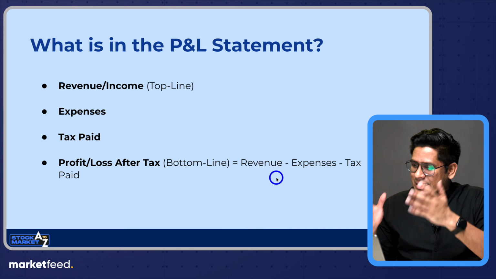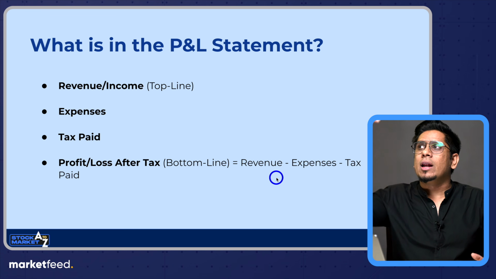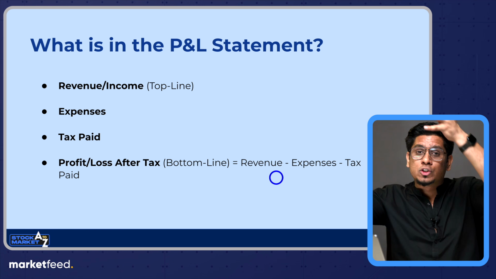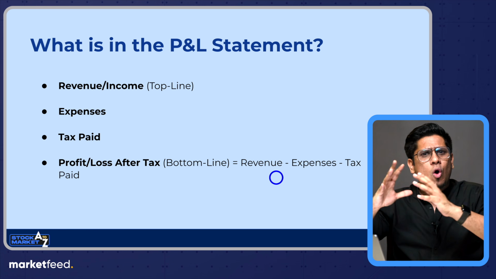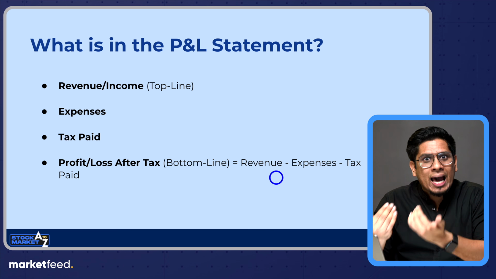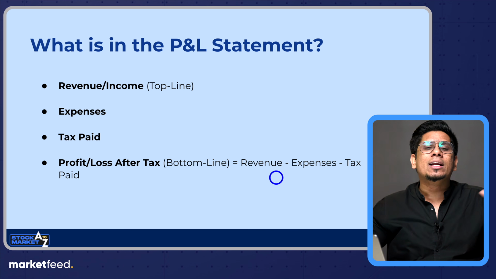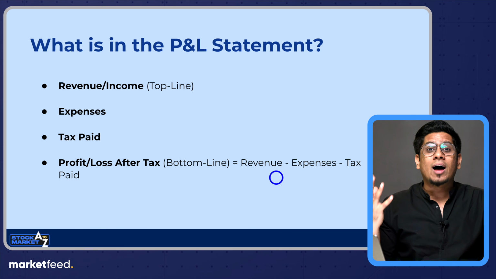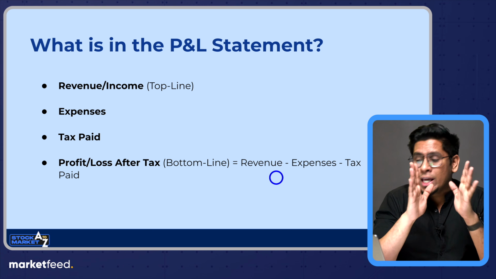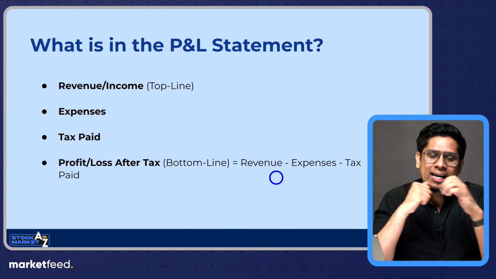Now coming back, this is how I'll end this video, right? What is in the P&L statement? We can find the revenue or the income of the company, which is called the top line of the company. Then we can see all the expenses incurred by the company. Then we can see the tax obligation or the taxes paid by the company. Now you subtract all these from the revenue, you'll get the profit or loss after tax incurred by the company, which is called the bottom line, and that is a very, very important data of a company.